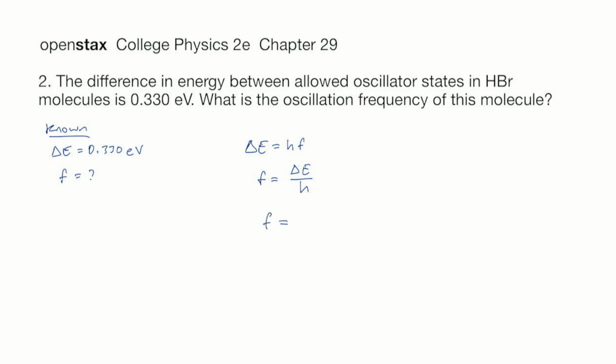Okay, so f is going to be 0.330 eV divided by Planck's constant, 6.626 times 10 to the minus 34 joule seconds. And now we have eV divided by joules times seconds, so we need to convert, and so I'll just convert Planck's constant. And so 1 eV is 1.60 times 10 to the minus 19 joules.